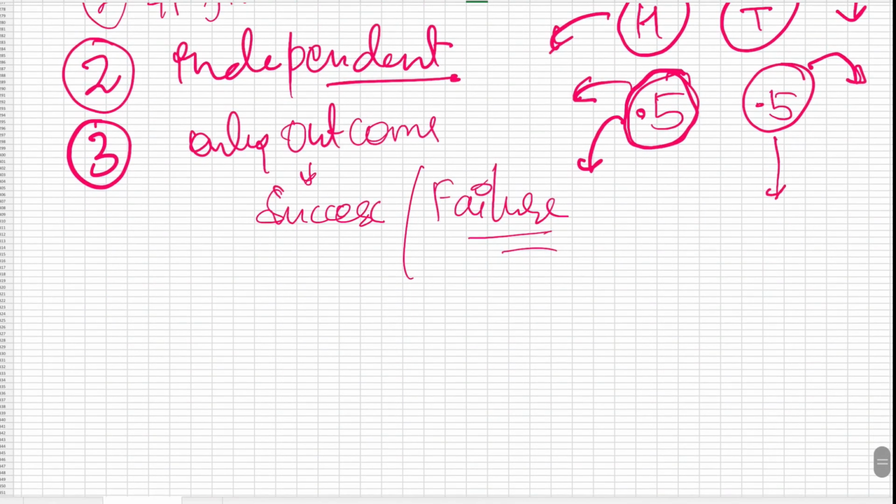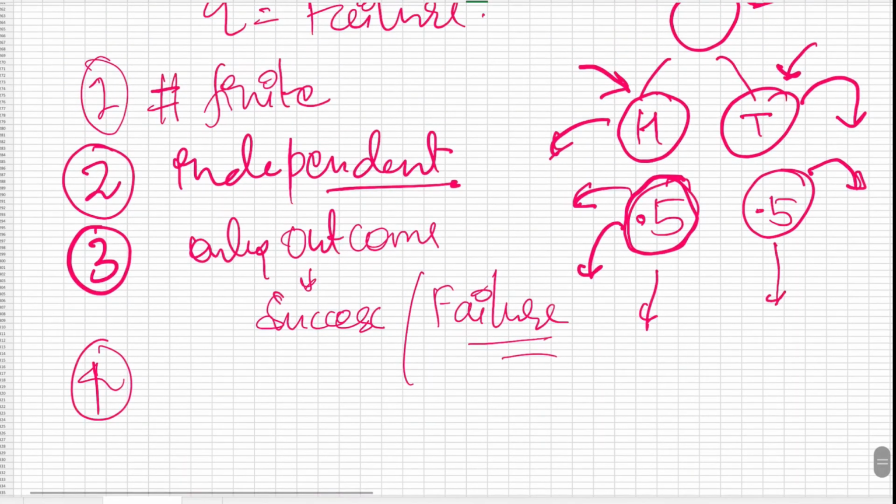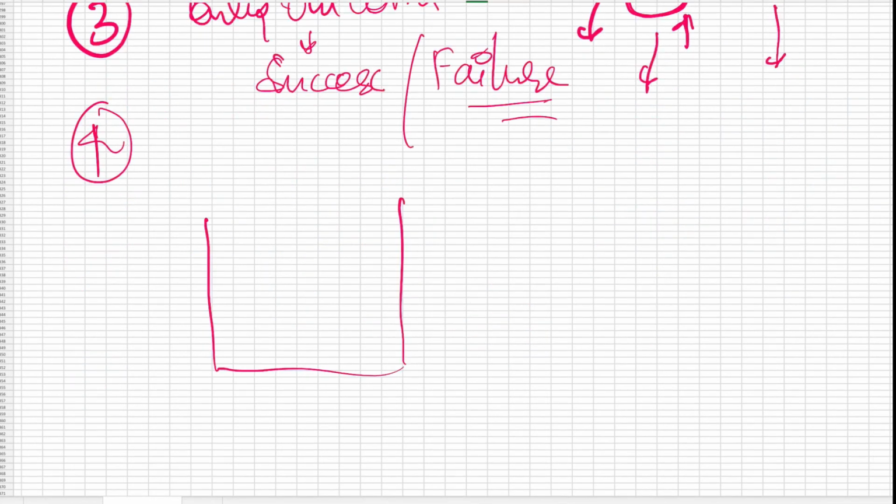The fourth condition is that the probability of getting success must remain constant in each experiment, in each outcome. What I mean to say is, when we are tossing a coin, the probability of getting head is 0.5. If we toss the coin the first time, the probability is 0.5. Then if we toss the same coin a second time, the probability of getting success should not change. Let me try to explain this condition by doing another experiment.